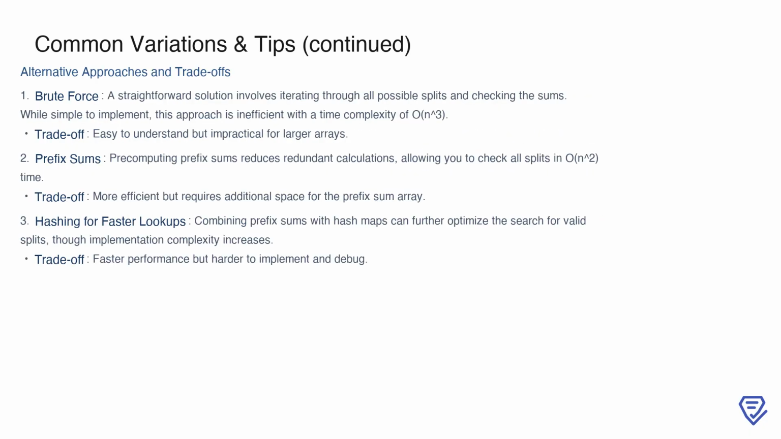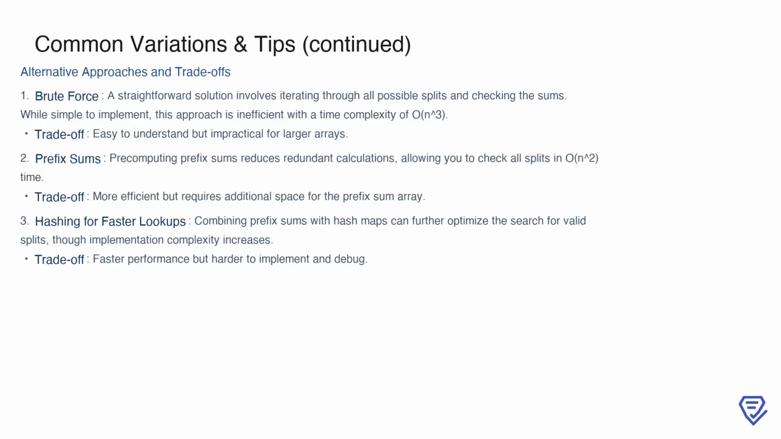To solve this problem, there are several approaches you might consider, each with its own trade-offs. The brute force approach is the most straightforward. Iterate through all possible splits and check the sums. While this method is easy to implement and understand, it's highly inefficient, with a time complexity of O(n cubed). For larger arrays, this is impractical. A more efficient approach is to use prefix sums. By pre-computing the sums of subarrays, you can reduce redundant calculations and evaluate all splits in O(n squared) time. This strikes a better balance between efficiency and complexity, though it does require additional space for the prefix sum array.